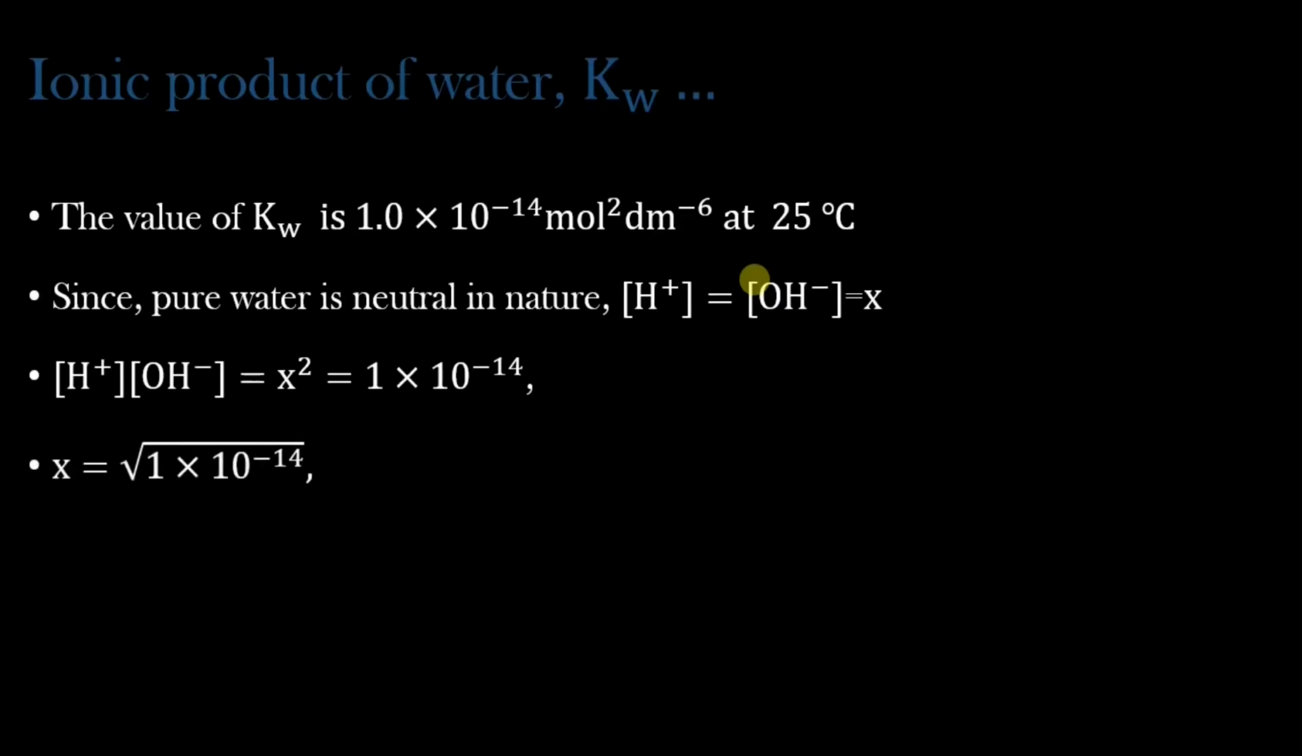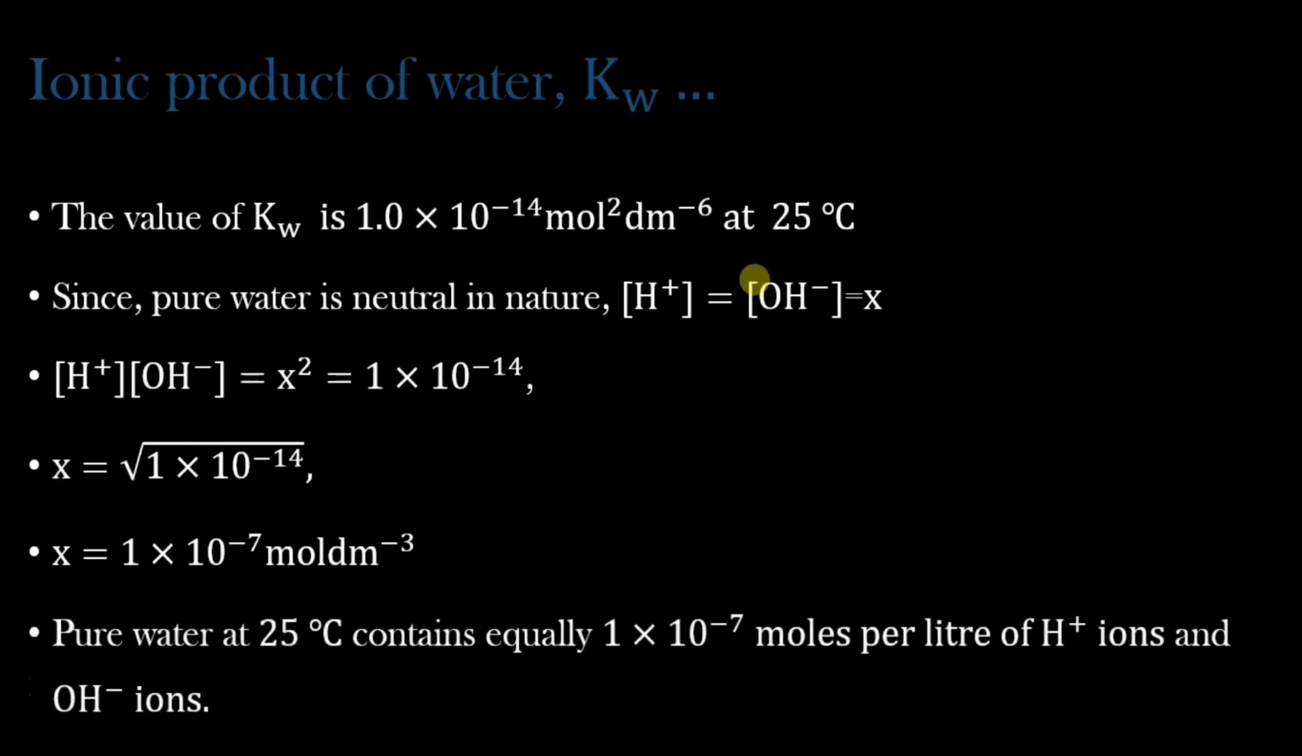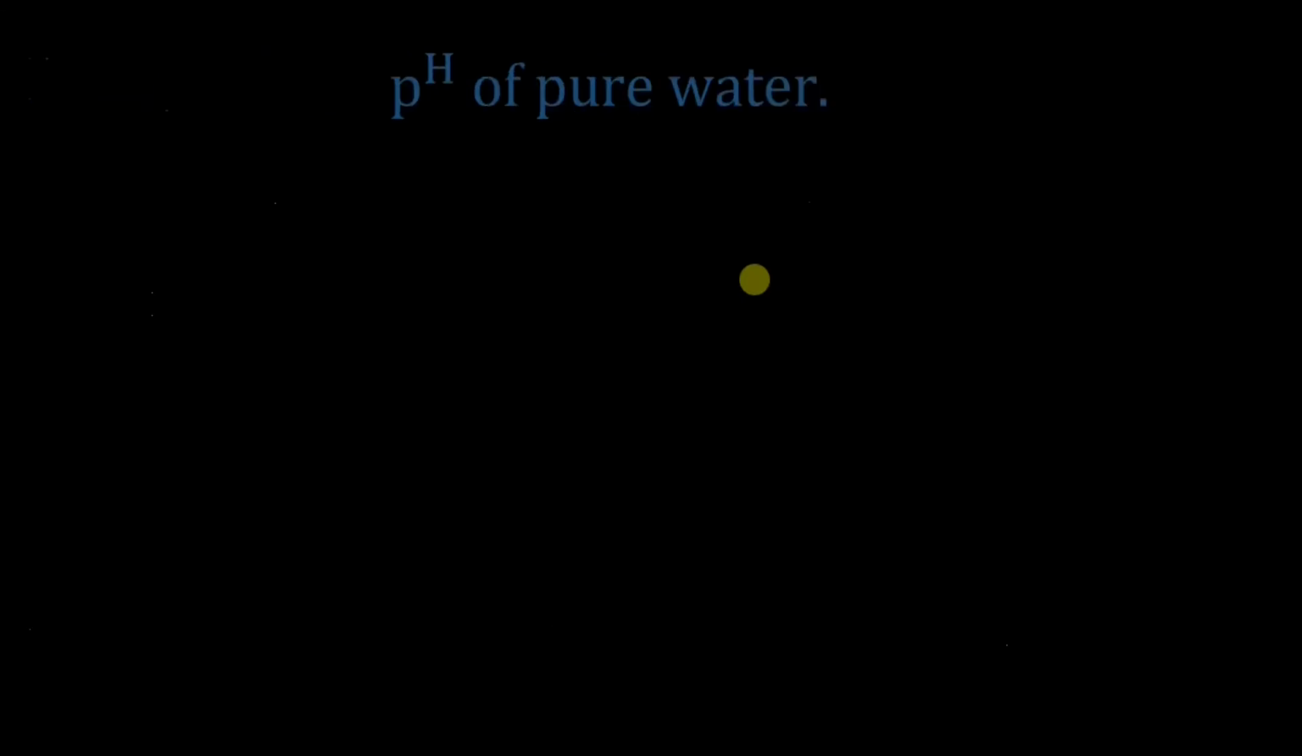So to get the molar concentration of either the hydrogen ions or the hydroxyl ions, we just take the square root of Kw, and that gives us X as 1 × 10^-7 mol per dm³. This implies that pure water at 25 degrees Celsius contains 10^-7 moles of hydrogen ions per liter, as well as 10^-7 moles per liter of hydroxyl ions. That's why it is neutral. So let's now go ahead and find out the pH of water.